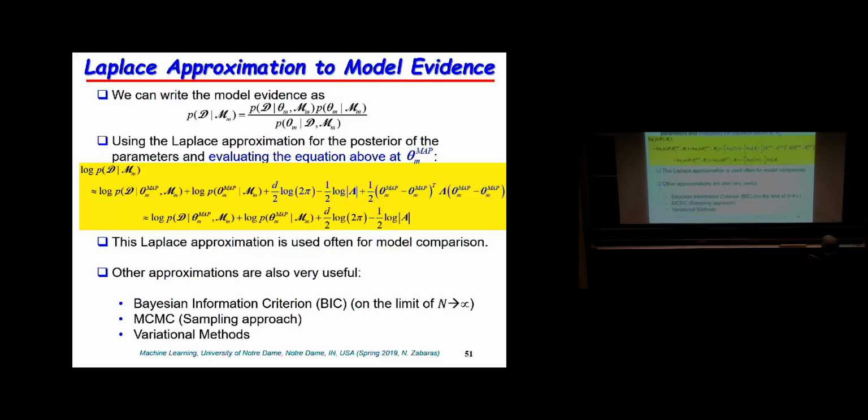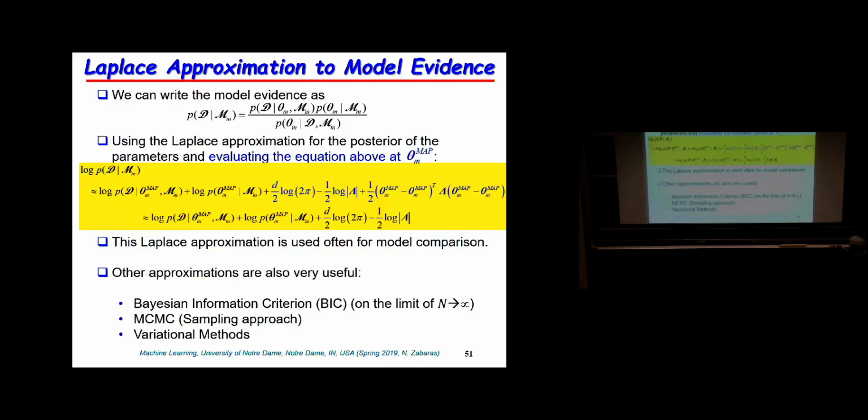So let's do the following. We're going to take logs of this, and estimate all the terms around the MAP estimate of the parameters. So the log of this is the log of that plus the log of that minus the log of this. And this will be approximated here by what? The log, what is this?